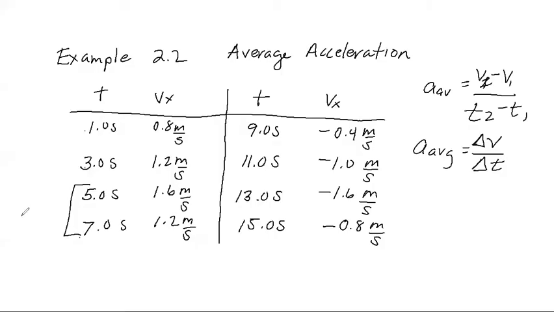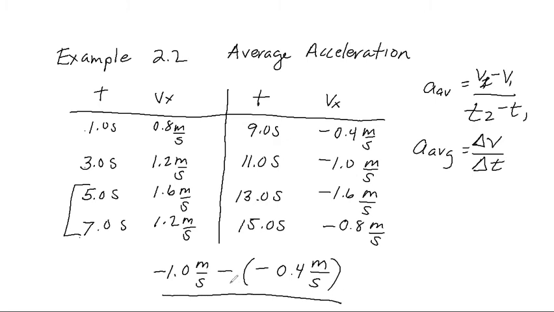Okay, for our third interval, we are using these two values. So we have our final velocity, negative 1.0 meters per second, minus a negative 0.4 meters per second. And once again, we have 11 seconds. We know it's 2-second intervals here, but we'll just be more nearly correct and do everything properly, because sometimes it's not that easy and it's good to get into good habits. 9.0 seconds. And our value here is going to be a negative 0.3 meters per second squared.